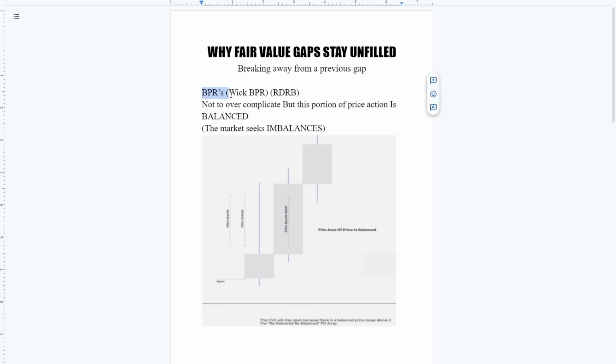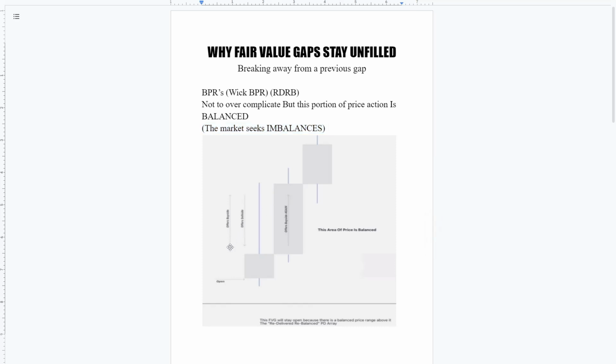PD arrays such as BPR, weak BPRs, and redelivered, rebalanced PD arrays cause breakaway gaps, and BPRs are usually seen as a breakaway gap. Not to overcomplicate redelivered, rebalanced, or weak BPRs, but they're just a piece of price action that is balanced. The market seeks imbalances, so this piece of price action should not be redelivered to.